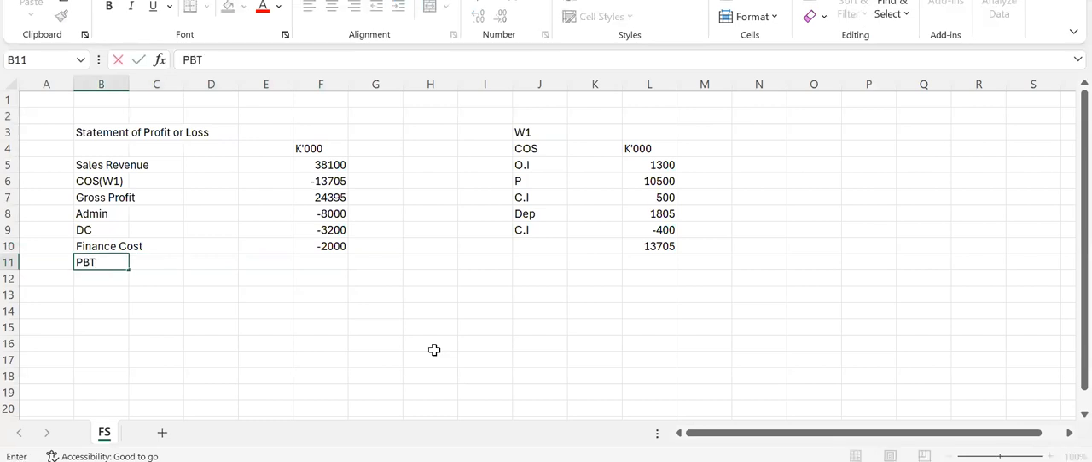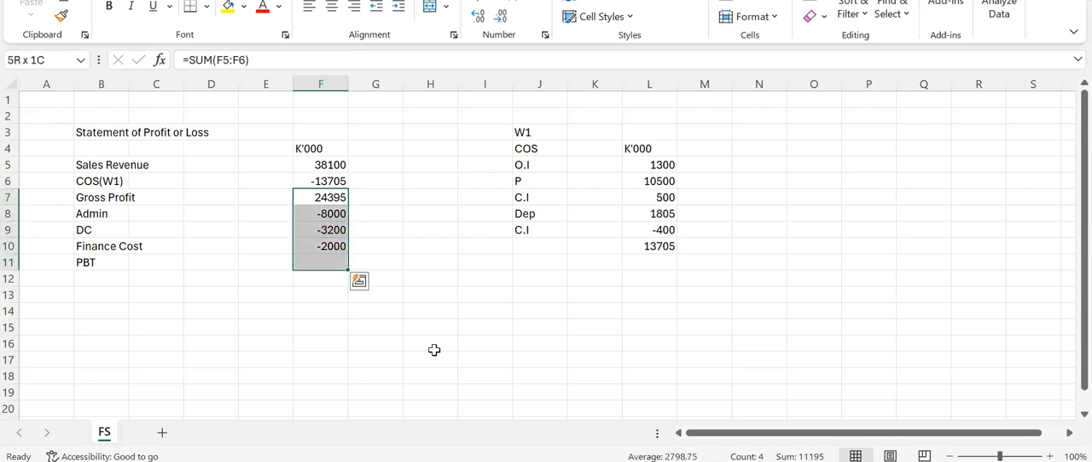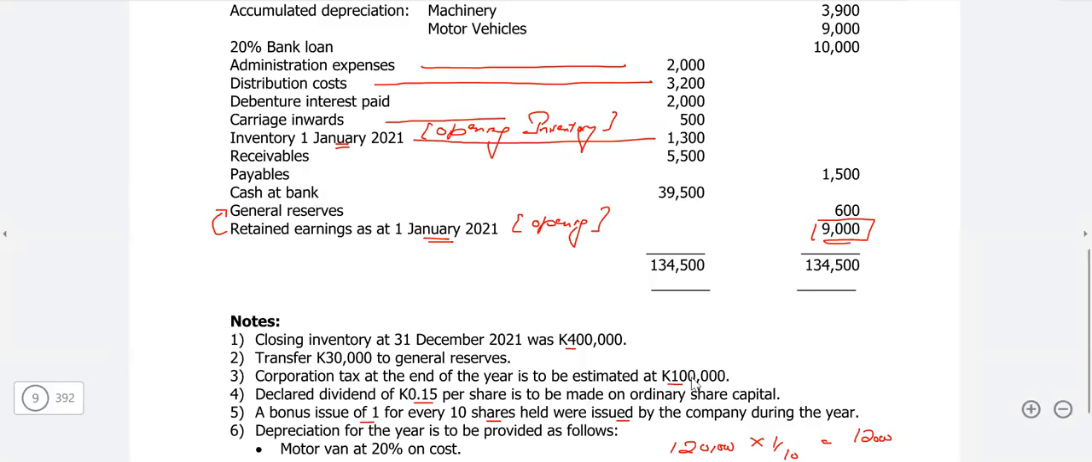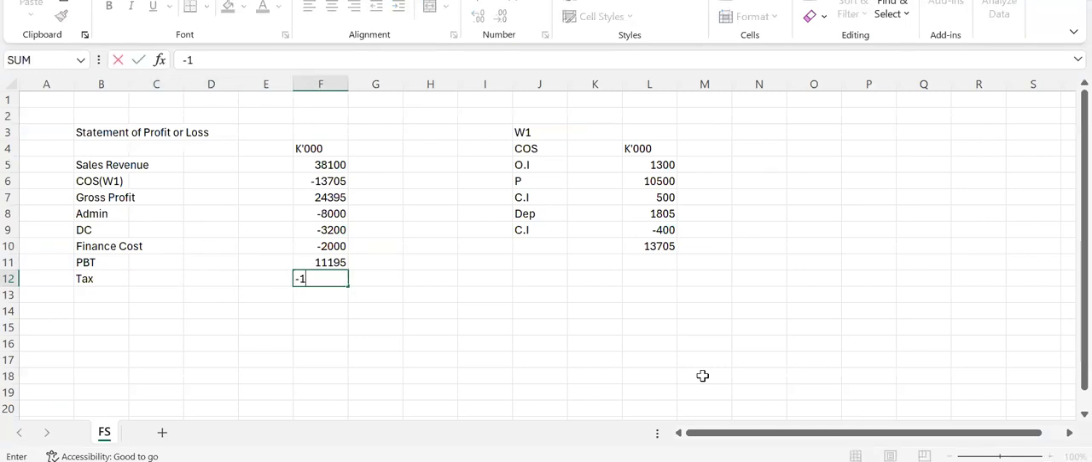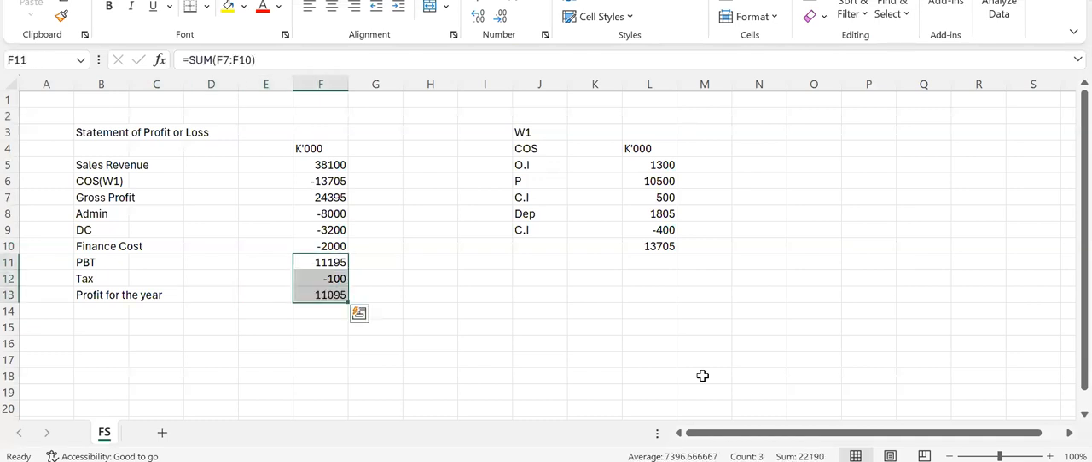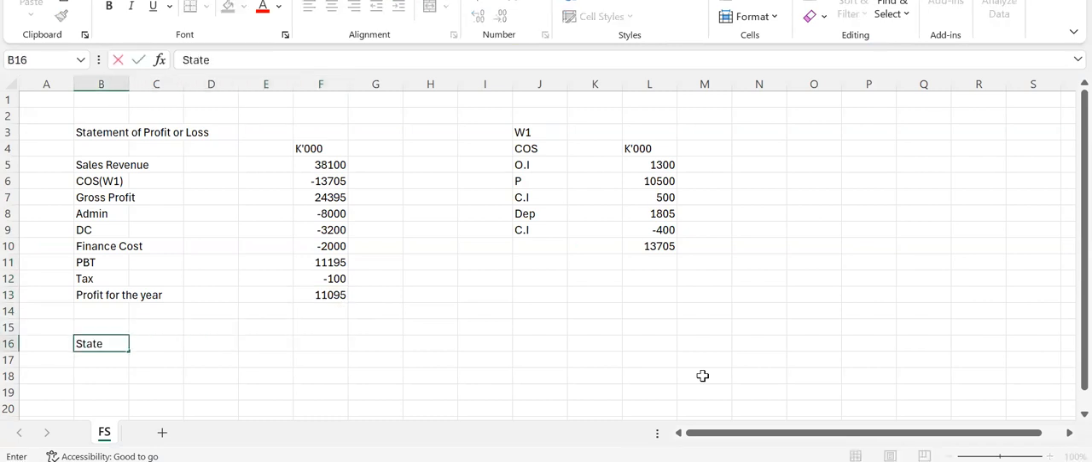So then we get profit before tax. So we need to do the calculation from the gross profit to here. So we get this figure, and then we have the tax. The tax was given. Yeah, this one, the corporation tax is K100. So we deduct 100 from it, and then we get profit for the year, which we take into the statement of changes in equity. So this is the profit for the year, which is 11,095. All right, now we can make the statement of changes in equity.